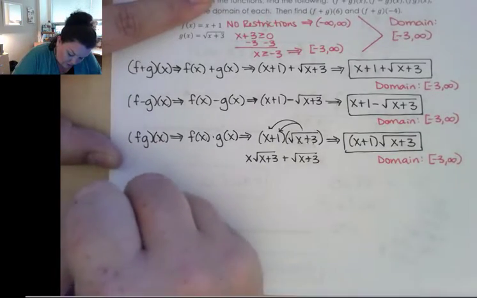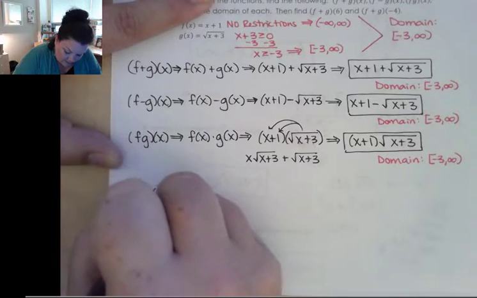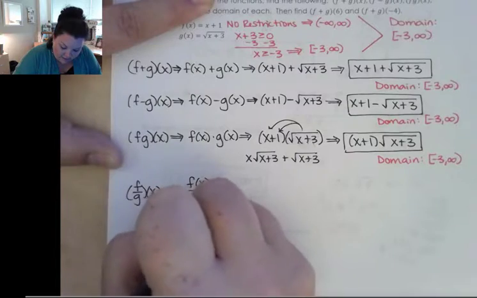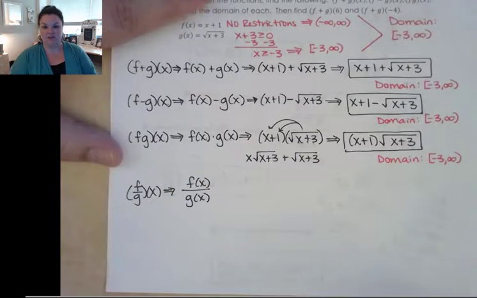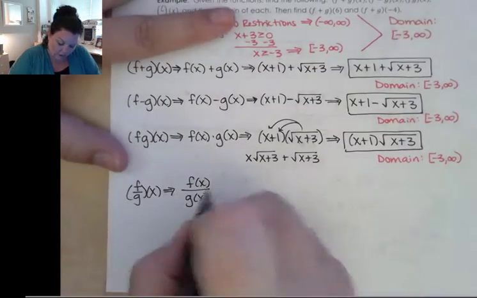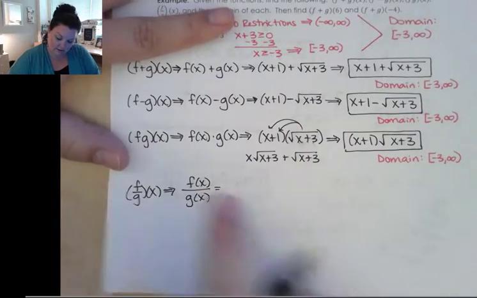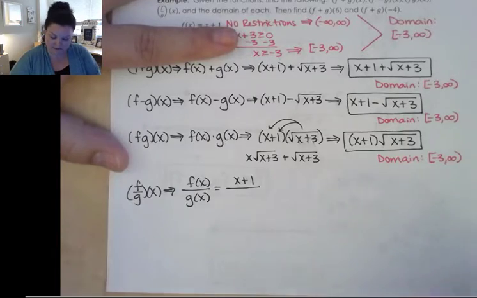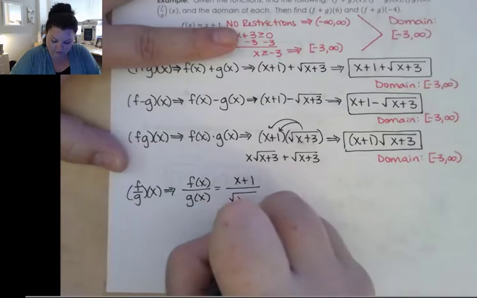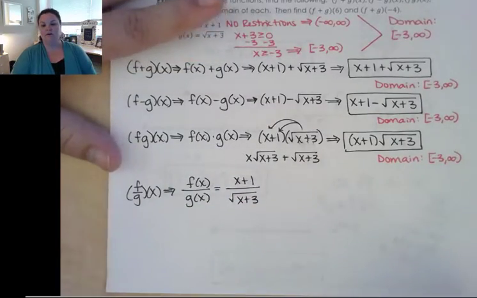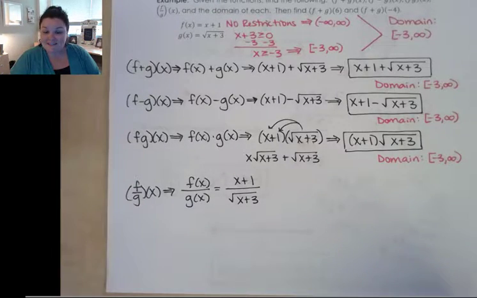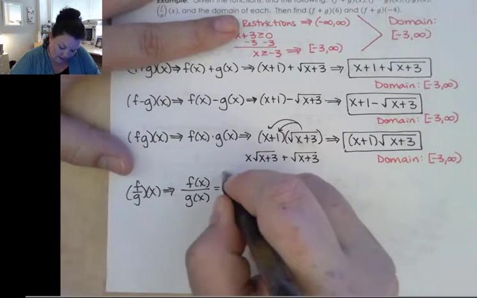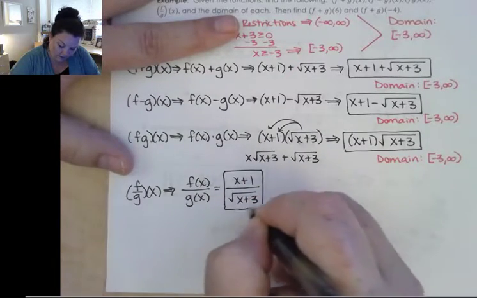So our quotient function, f over g of x, means that we're taking our f of x function and dividing it by our g of x function. Okay. So our f of x function is our x plus 1, and our g of x function is the square root of x plus 3. Okay. Luckily for us, they don't make us rationalize the denominator here. So we're going to go ahead and just call that our answer.